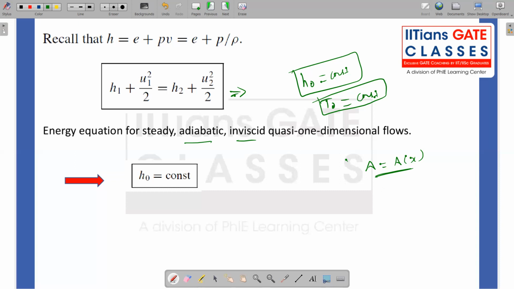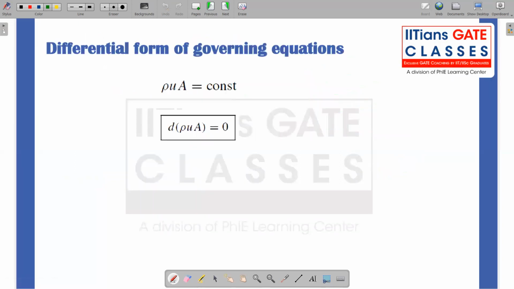So that's what we are going to see now. The continuity equation says that rho 1 u1 A1 is equal to rho 2 u2 A2. So what does this mean? This means that rho uA is equal to constant, right? From here I can easily construct a differential equation. If rho uA is constant, that means a differential of rho uA is 0, right? If I integrate this, I get rho uA is equal to constant.